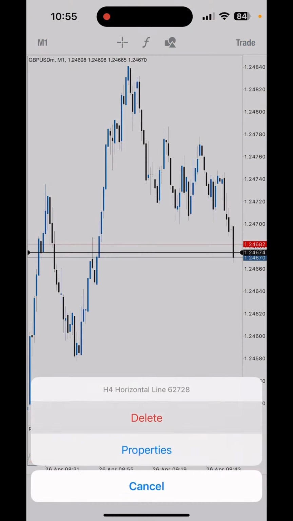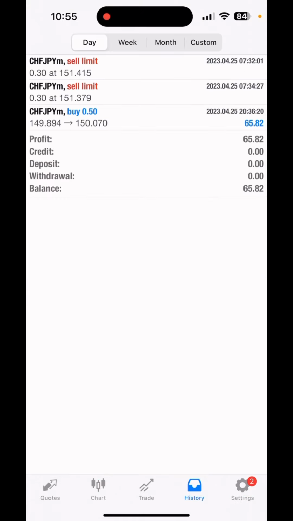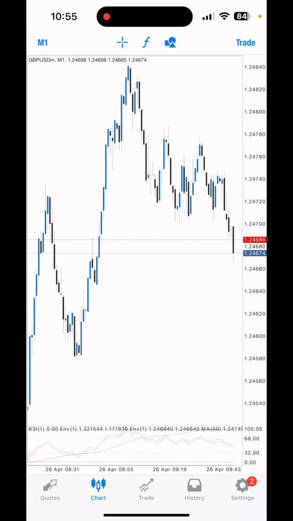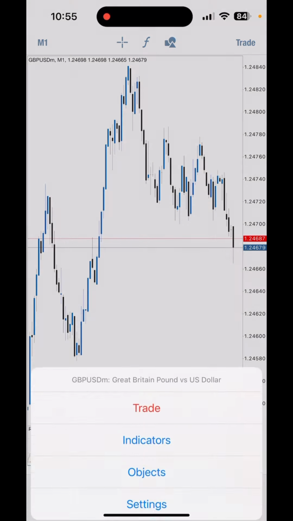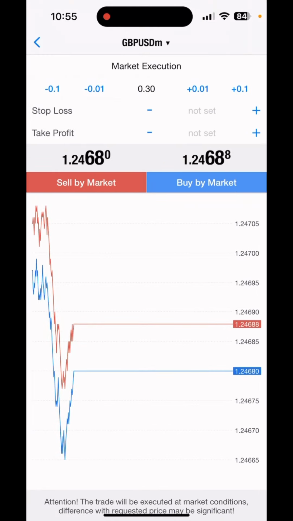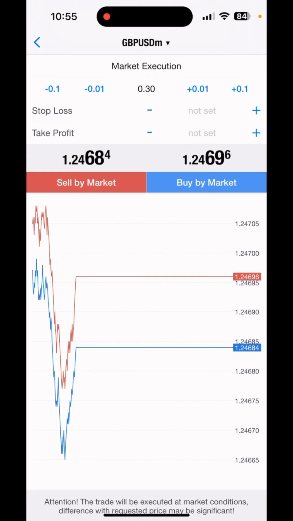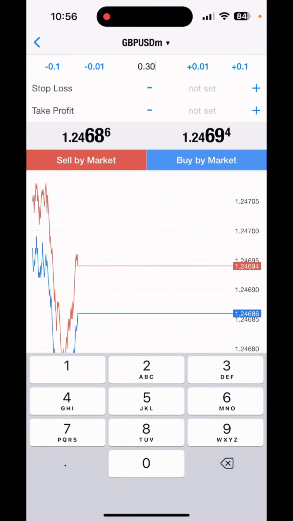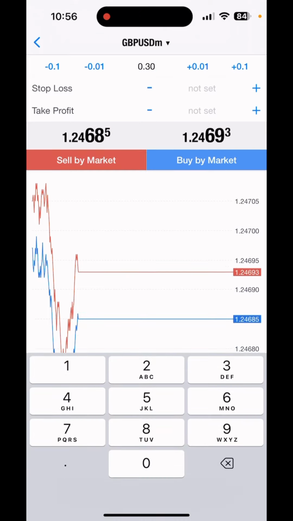So let's say, for instance, this is a real account, so I won't be entering a trade here. It's a small account though, $432. But let's say we want to enter a trade with market execution, because that is where it is. Once you tap your screen and go on trade, it's already on market execution. It means you are entering the trade at the current price where the market is. Do you understand? So once you put your lot size, you enter either a buy or a sell.